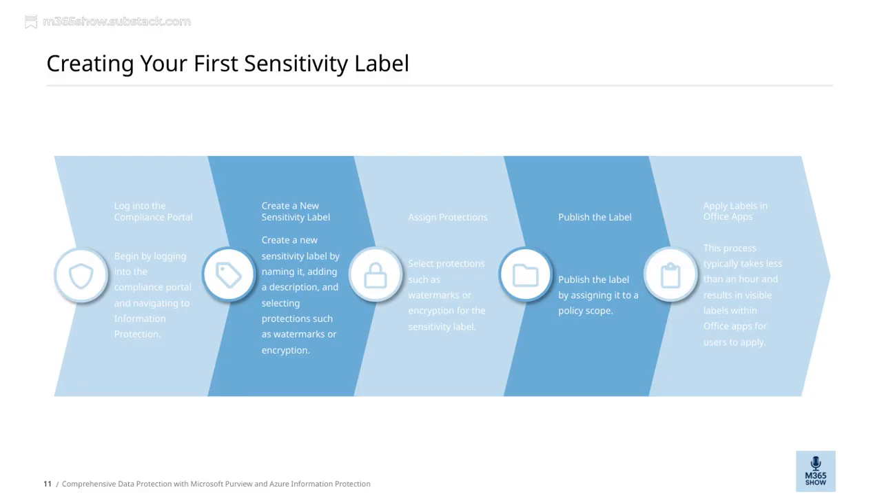This is your central hub for managing labels and protections, making it straightforward to implement and oversee your data protection strategy. Remember, the goal here is to make data protection intuitive and integrated within the tools your users are already using, which is a key part of the broader data governance strategy we're discussing today.